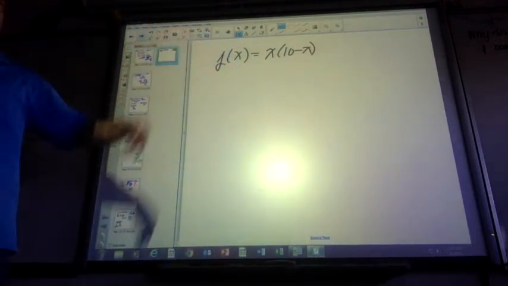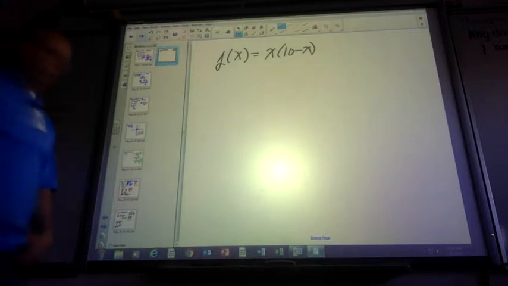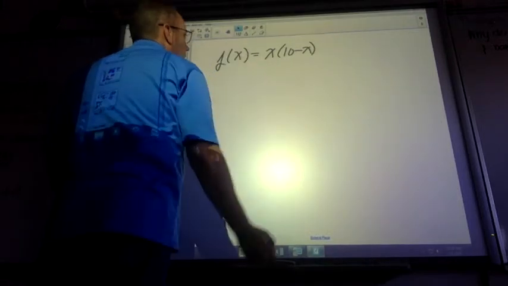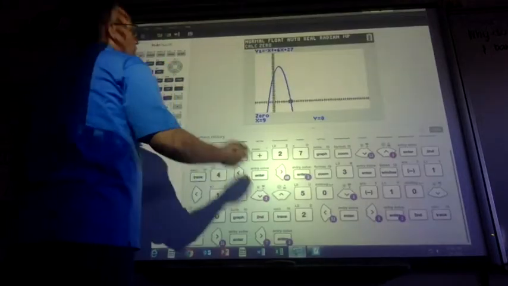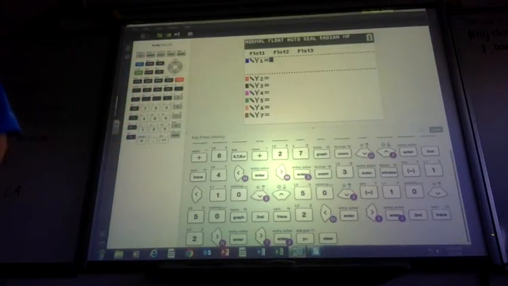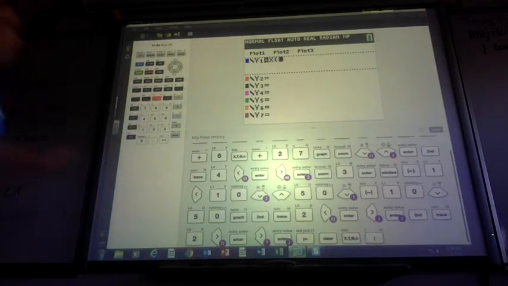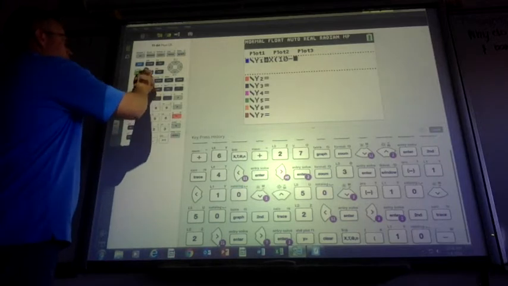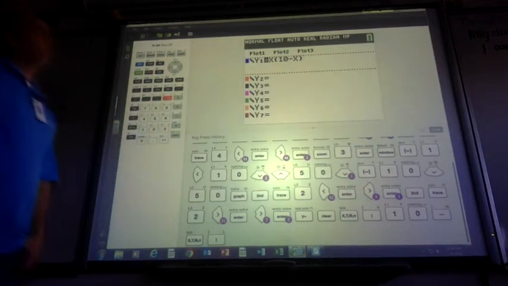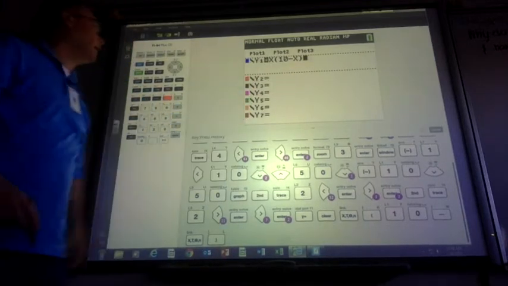Do I have to multiply this out to plug it into the calculator, or you think that the calculator will understand a monomial times the quantity binomial? Well, let's take a look. Go here. Y equals. I'm going to clear this one out. I don't want it anymore. I want x, parentheses 10 minus x. Close parentheses. Okay, if I distribute it over, that'd be 10x minus x squared.